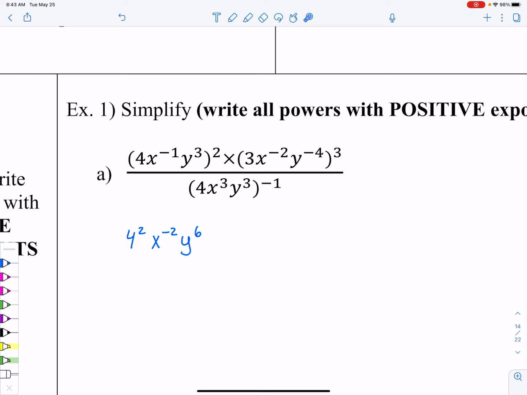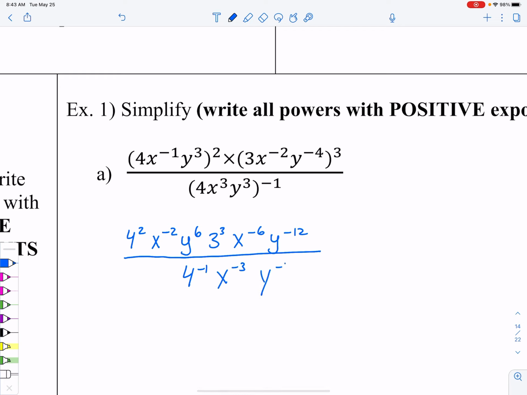So now we're going to deal with this bracket, and it's going to get multiplied by 3, everything inside. So the 3, the x, and the y. And we just write it next to it. We just keep going. So 3 to the 3, x to the minus 6, y to the minus 12. And then that's going to all be over this bottom bracket, and everything inside this bottom bracket is going to be multiplied by negative 1. So we get 4 to the negative 1, x to the negative 3, y to the negative 3. So that's our first step.